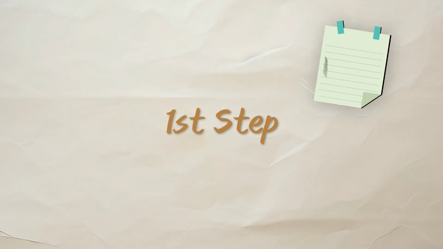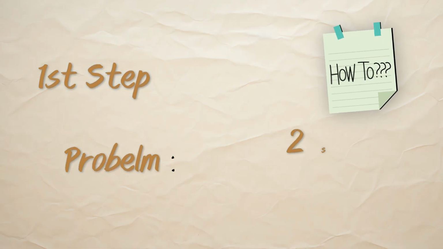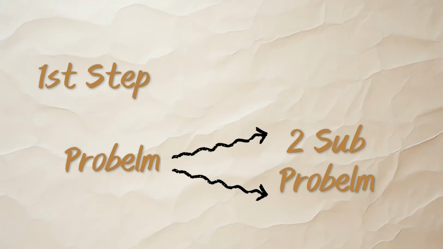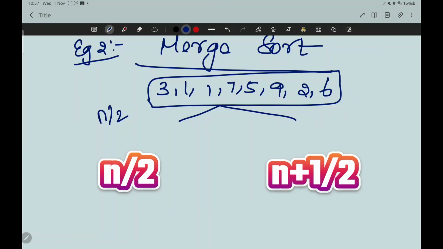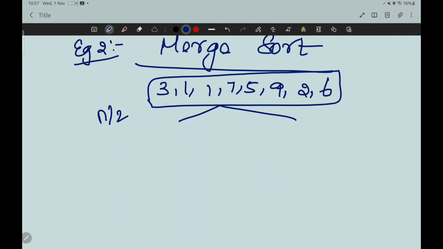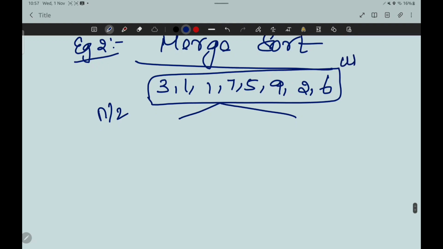So what is the first step? We need to divide the given subproblem into two subproblem. So either you can find the n by 2 or n plus 1 by 2 to find the mid element. So what will be the mid element? Either 3 or 4. So this is an unsorted list. We will take it as a first case scenario.